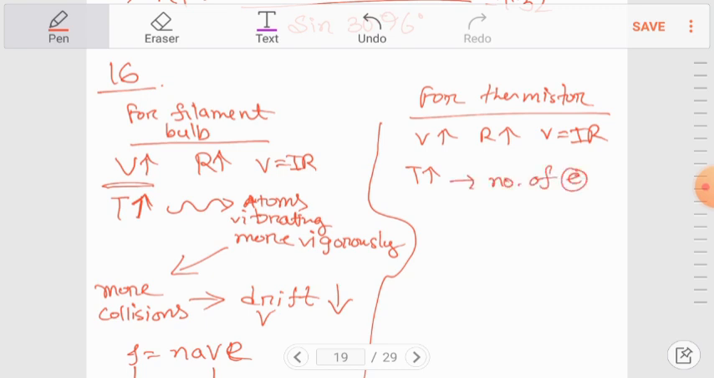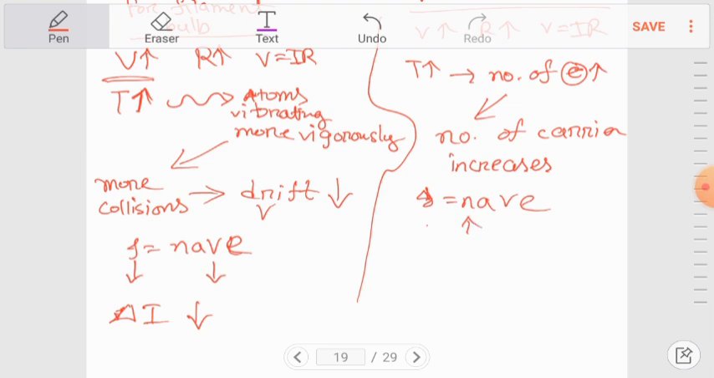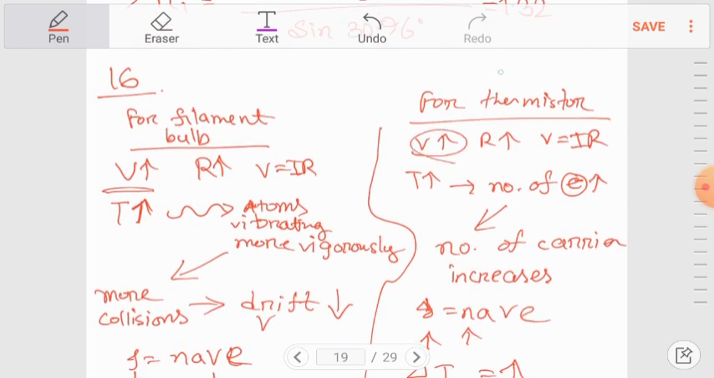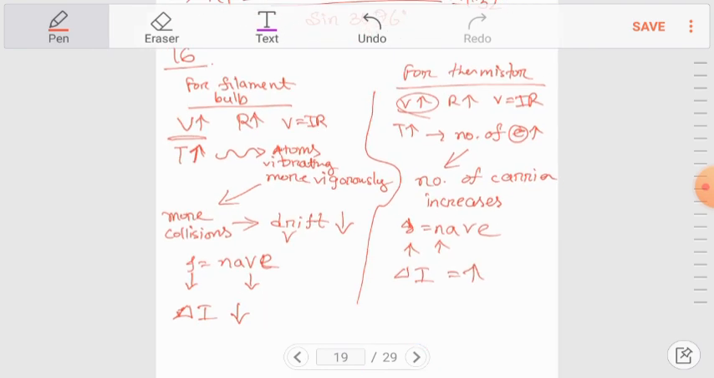As the number of electrons increases, it means that the number of charge carriers will increase. As the number of charge carriers increases, according to the equation I equals nAvq, current also increases. This indicates that the rate of increase in current increases when voltage increases for the thermistor. So these were the two explanations for the filament bulb and for the thermistor. I hope it was clear. Now I'm going to write the answer on the next page.